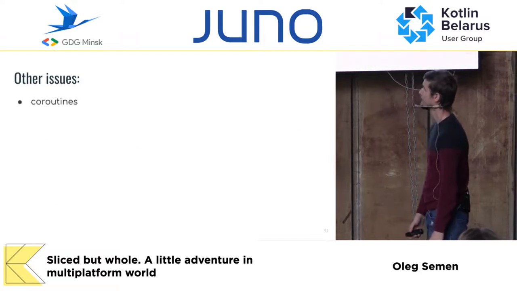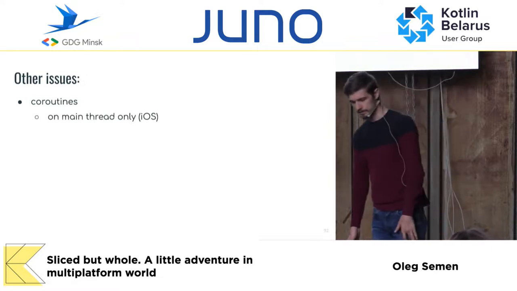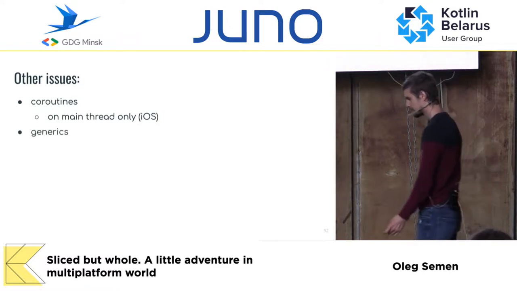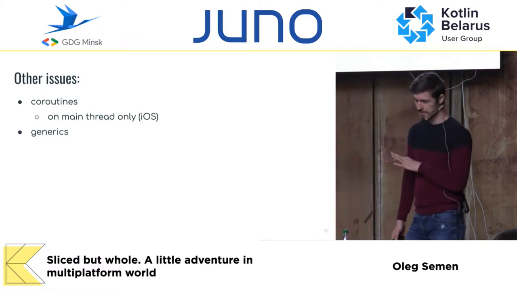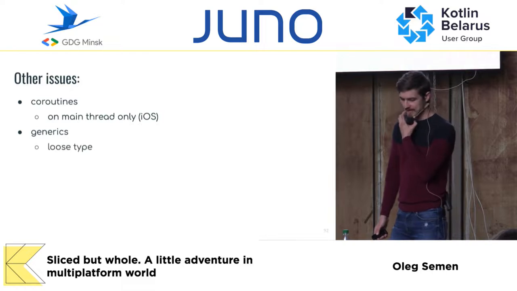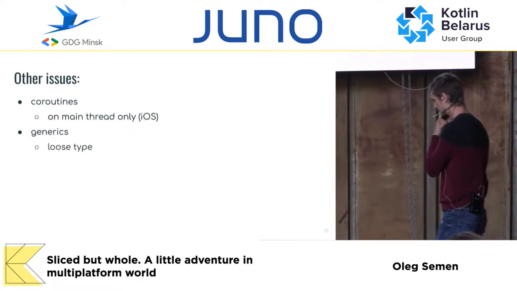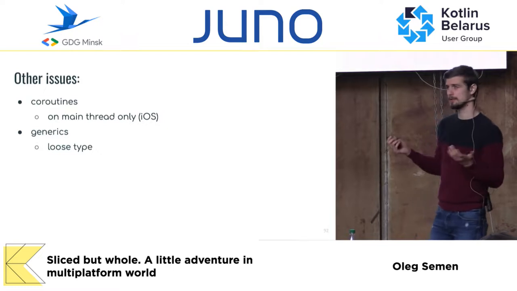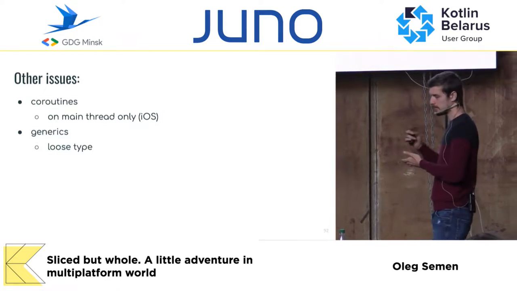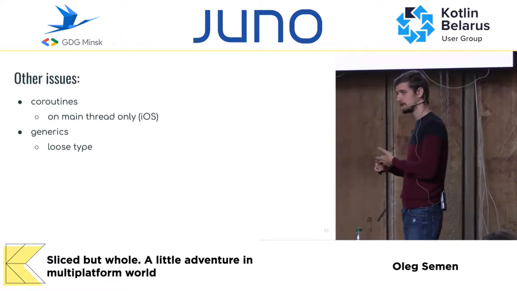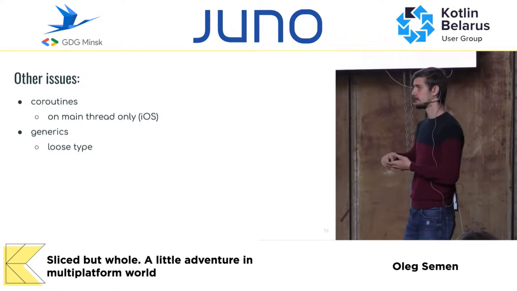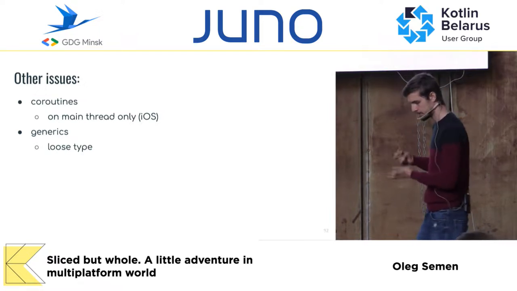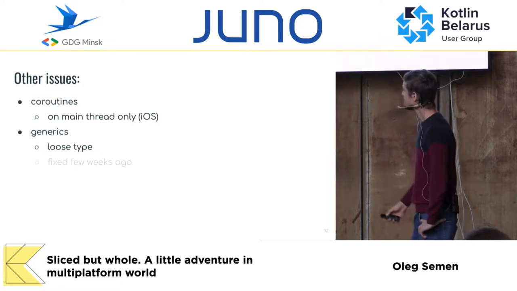And other issues you may encounter: coroutines on iOS work only on the main thread. And generics. There are some issues with generics. Basically they lose types, something similar to Java. There was some fix from the community, but it doesn't fix all the problems. I cannot provide you with more details because it is more an issue with Kotlin using Objective-C to Swift interoperability under the hood, and there are some issues with Objective-C and Swift generics. So it is a problem of Objective-C to Swift interoperability rather than a Kotlin issue.